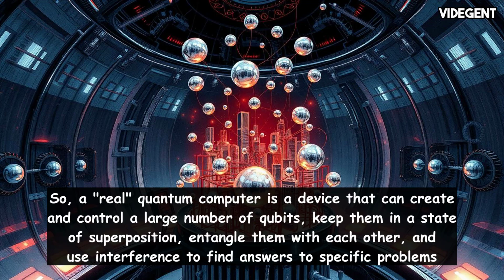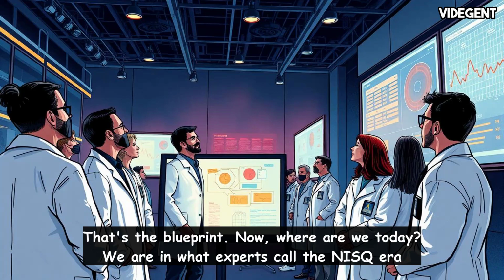So, a real quantum computer is a device that can create and control a large number of qubits, keep them in a state of superposition, entangle them with each other, and use interference to find answers to specific problems. That's the blueprint. Now, where are we today?